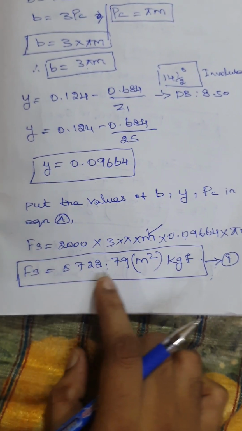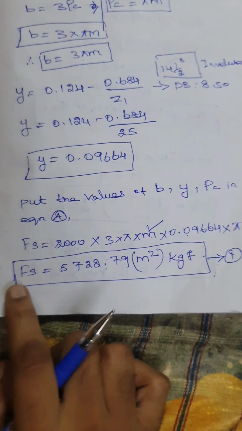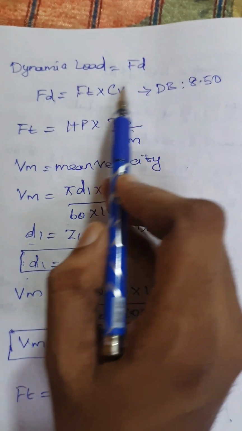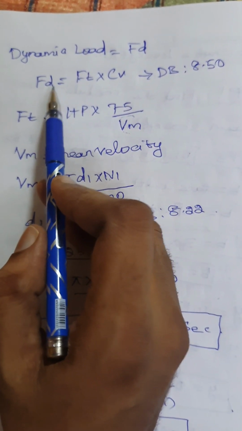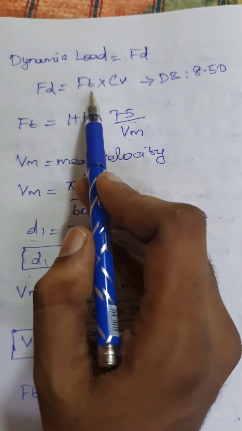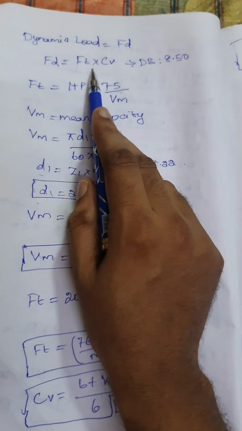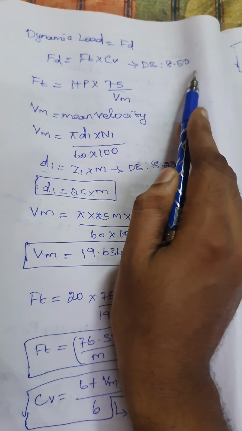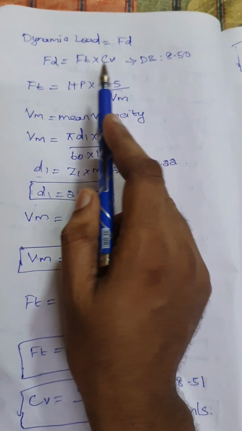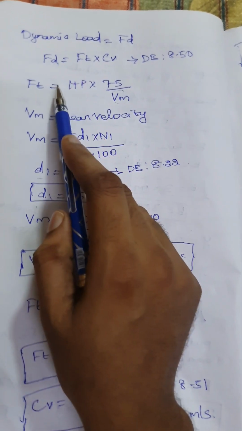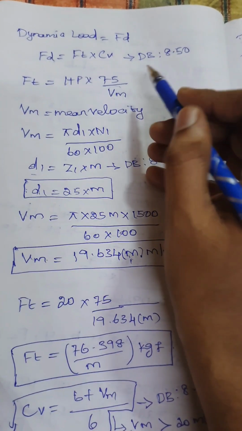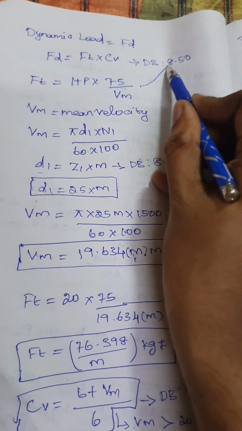After we found the f of s value, we have to find the value of dynamic load, that is f of t. To calculate the dynamic load, we have a formula for that. That formula is f of t into cv, which is given in the data book page number 8.50. And to calculate the value of f of t, we have another formula, that is equal to hp into 75 divided by v of m, which can also be found in the data book page number 8.50.